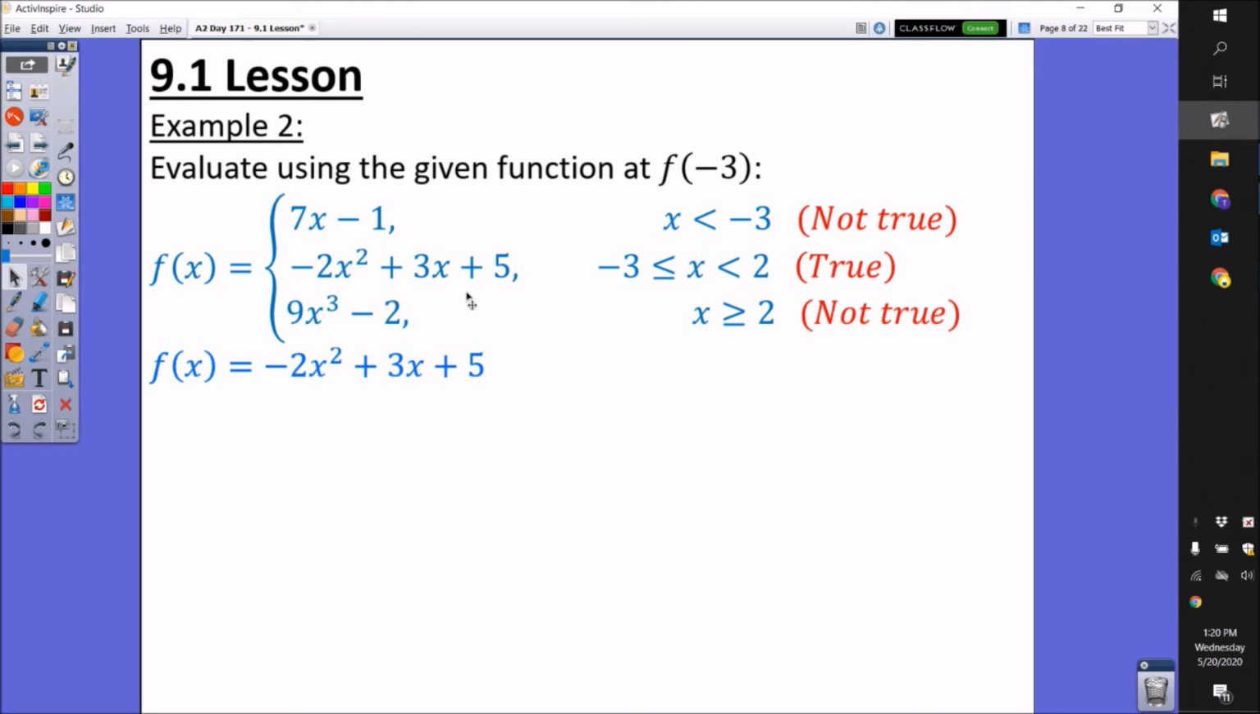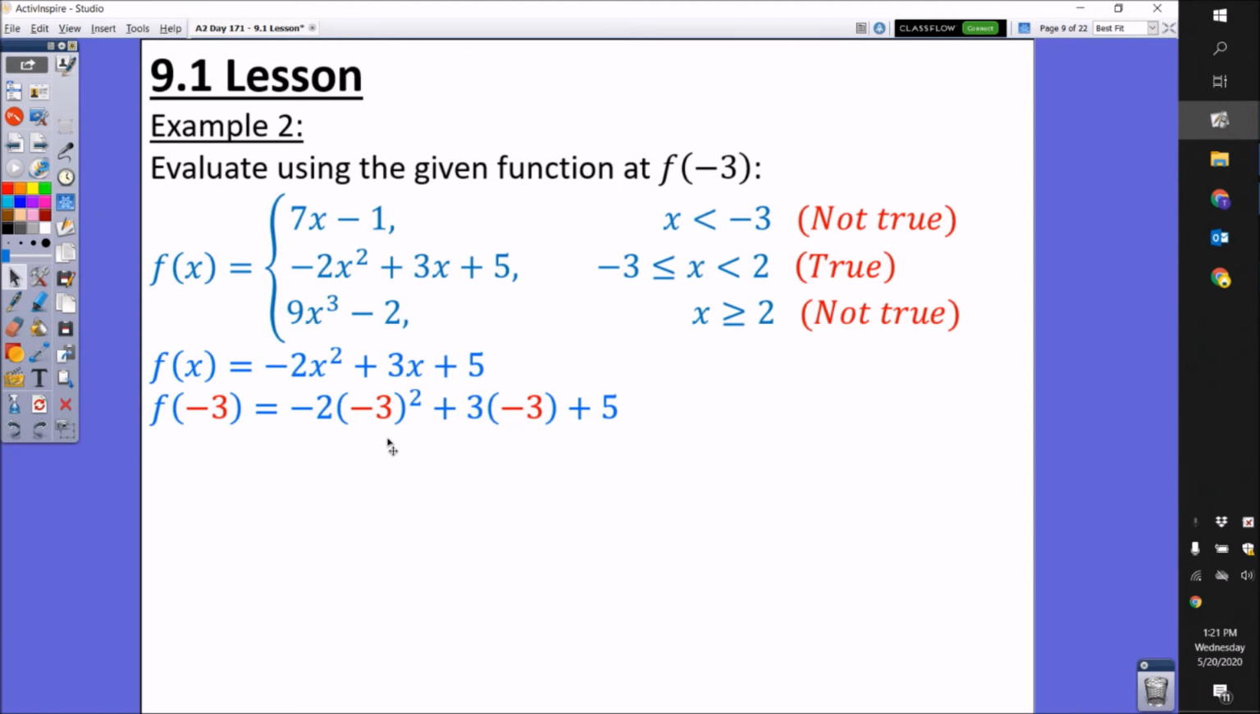Now we're going to start using the given x value, and we're going to plug it into x of the equation. So when we're looking for f of -3, we're actually evaluating -2 times -3 squared plus 3 times -3 plus 5. So you see how all the x's switch out with -3. And again, I'm not messing with f of -3. That's just a notation. We're only evaluating, simplifying the right side of the equal sign.